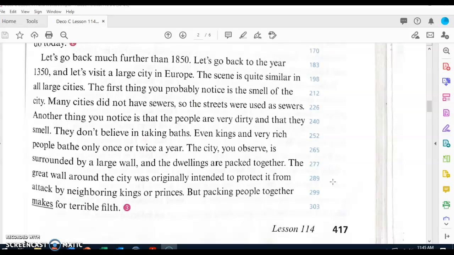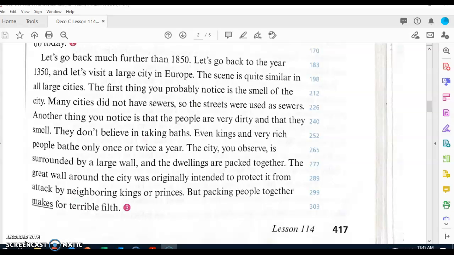The Great Wall around the city was originally intended to protect it from attack by neighboring kings or princes, but packing people together makes for terrible filth. Listen to question number 3. If you were in a European city in the year 1350, why would the city smell?